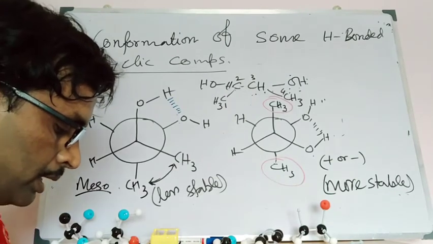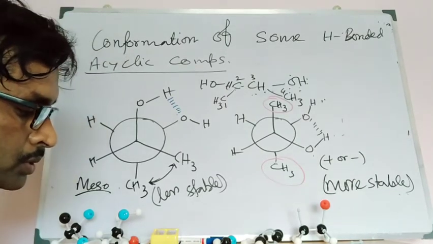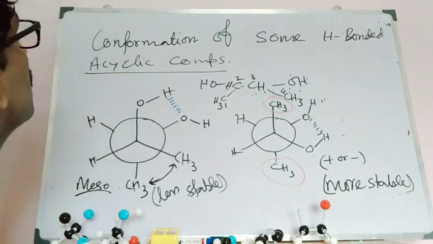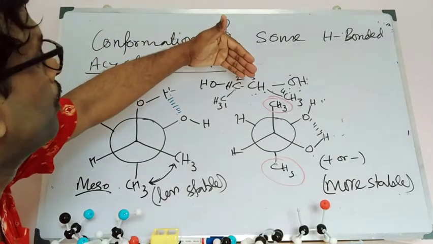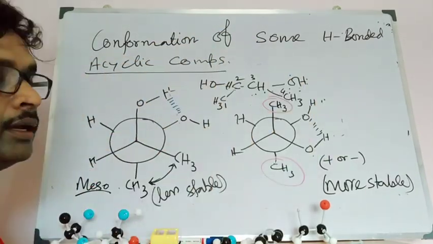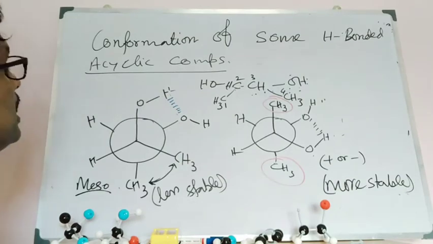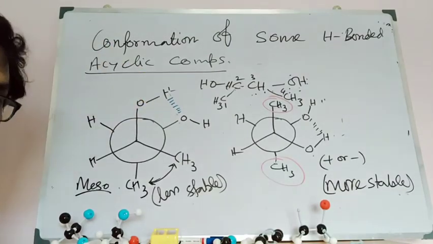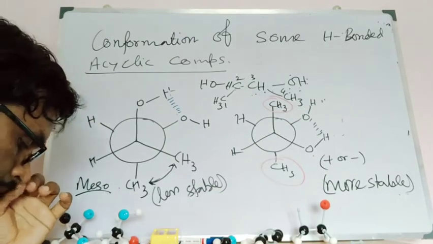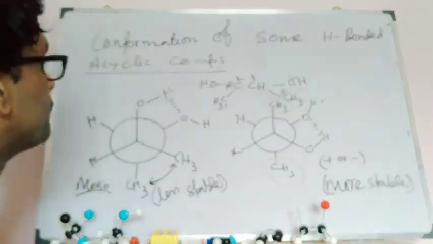So these are our compounds which can form the hydrogen bond when these two groups are in gauche conformation. Okay, in these cases the eclipsed conformations are more stable, but again there will be a destabilizing force due to the steric hindrance between these groups.